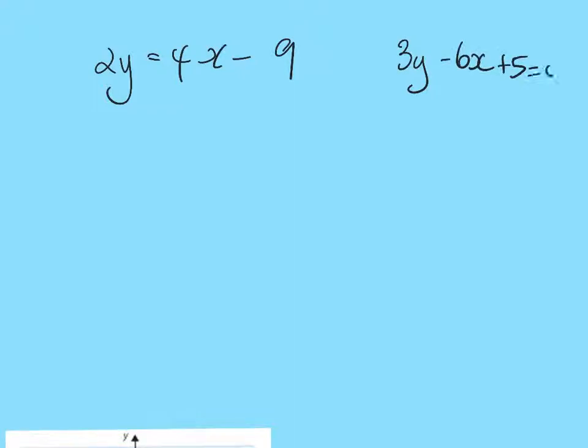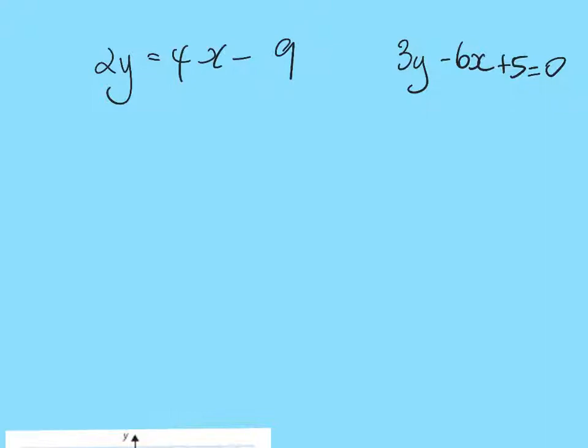Okay, so now what we want to do is try and work out whether two lines are actually parallel mathematically. So let's use this couple of equations for lines. So we have 2y equals 4x take 9, and the other equation, let's say we have 3y take x plus 5 equals 0. So to work out whether these are parallel, we need to work out our gradient because the gradient needs to be the same.